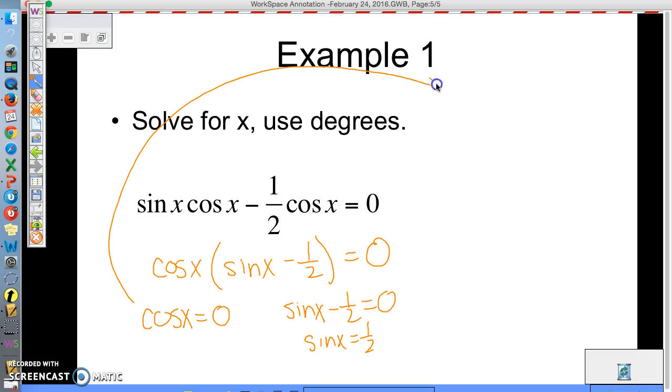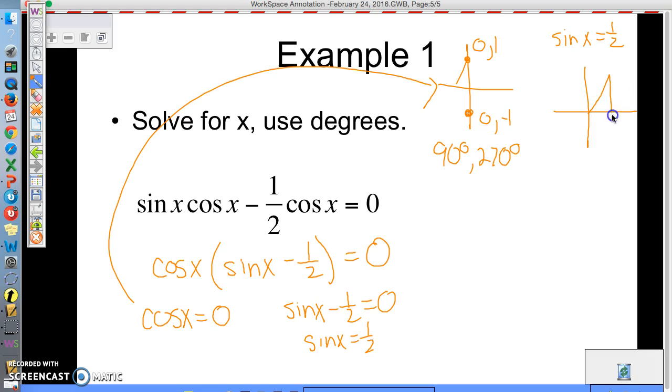So this first one here, where does our x value equal 0, the cosine? Well, that would be here and here, because this is 0, 1, 0, negative 1. So we would have 90 degrees and 270 degrees. And then where is the sine of x equal to 1/2? Well, that's our y value of our triangle. So 1/2, 1/2. 30-degree reference angle, so we have 30 degrees over here and 150 on this side.